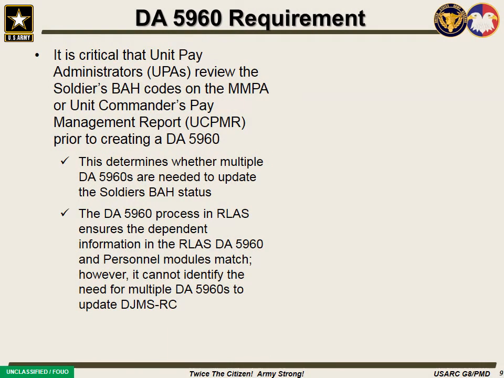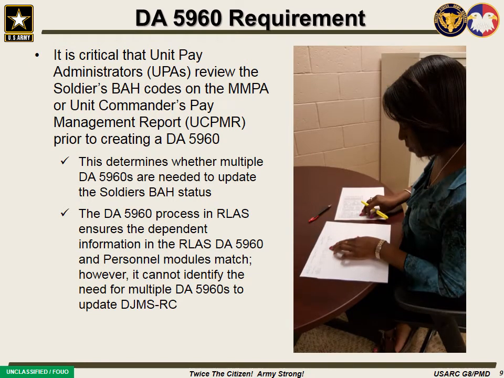You must review the soldier's BAH status on the MMPA or UCPMR prior to creating a DA Form 5960 to determine whether the soldier had more than one change in BAH status or dependent type since the DA Form 5960 currently recorded on the soldier's pay record. The DA Form 5960 process in RLAS ensures the dependent information in the RLAS DA Form 5960 and personnel modules match, but cannot identify the need for multiple DA Form 5960s to update DJMS-RC. We will discuss why this is important later.